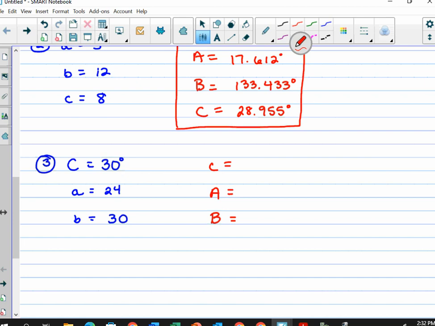Okay, Carson, how did you find A? So that's the whole A squared, inverse cosine of A squared minus B squared minus C squared over negative 2BC. Oh my gosh, we forgot to square. That's what I was just about to say. Your A, I think, is not right. Your A should be 52.478.